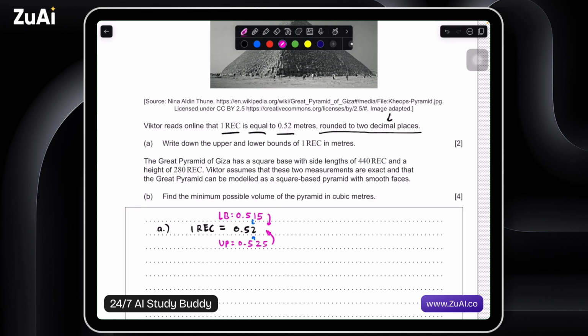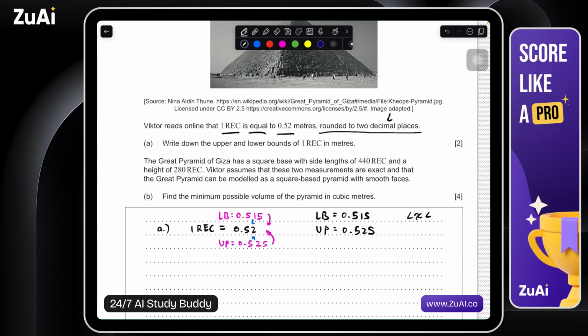So write down the lower and upper bounds. Let's write this out in a way that they might like. Lower bound is equal to 0.515. Upper bound is equal to 0.525. You can write this as an inequality as well, as in x is greater than and less than, if you like.